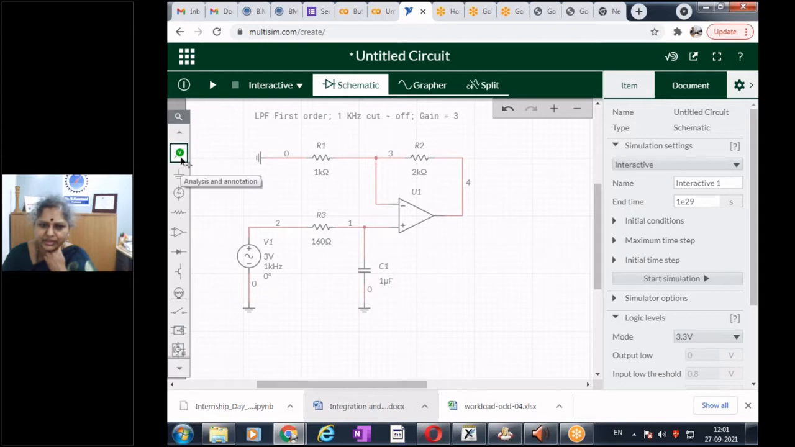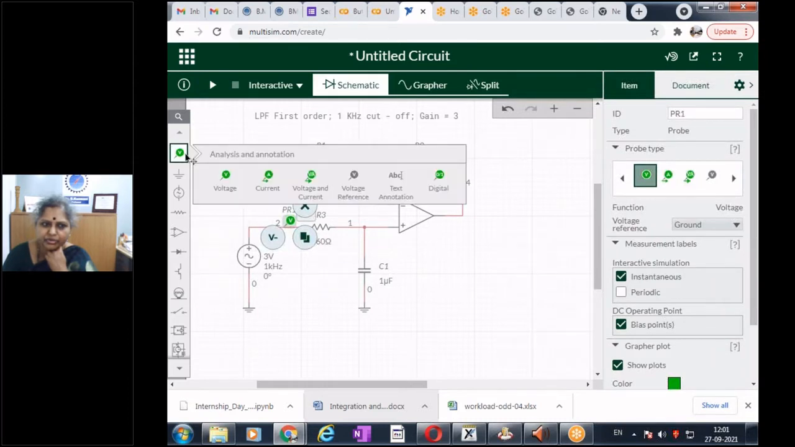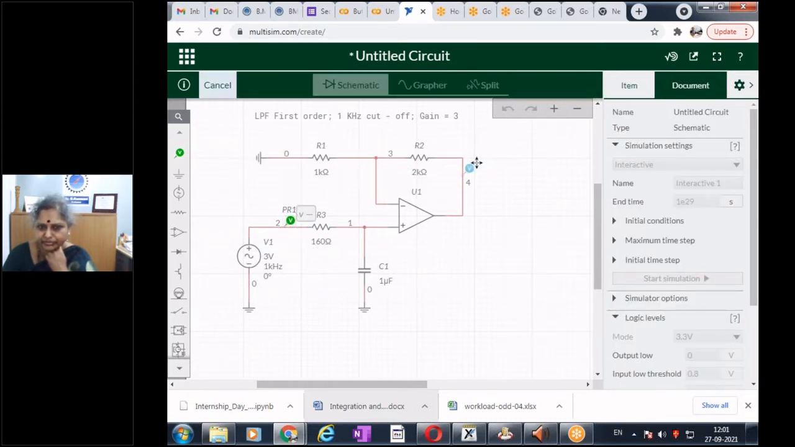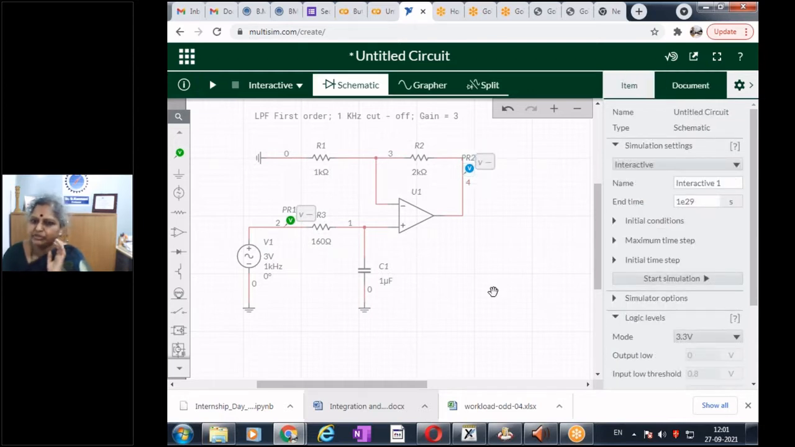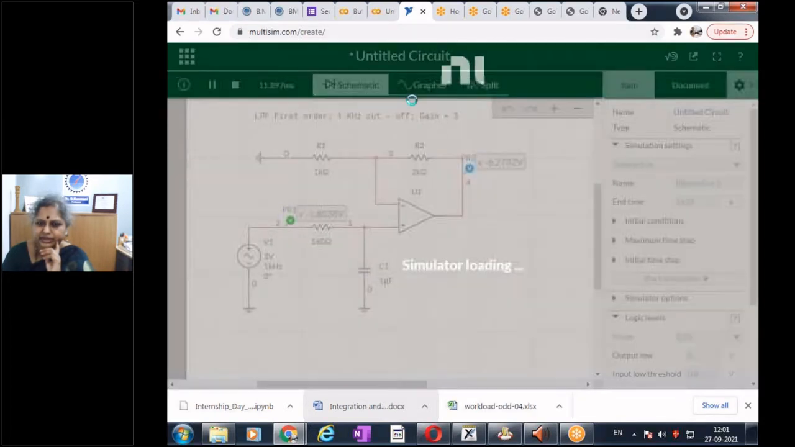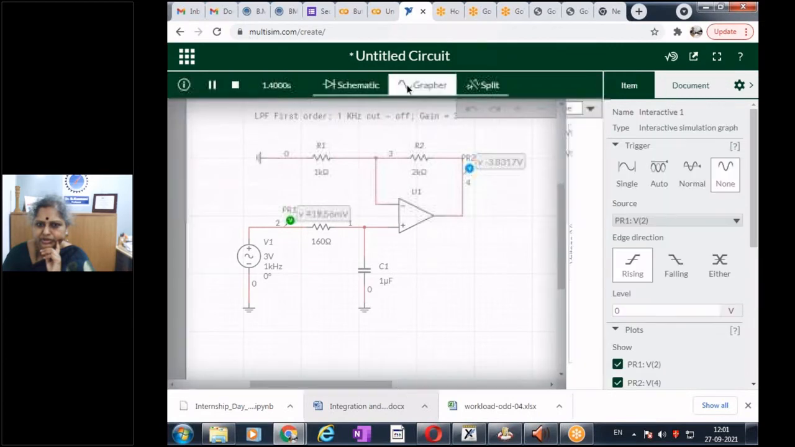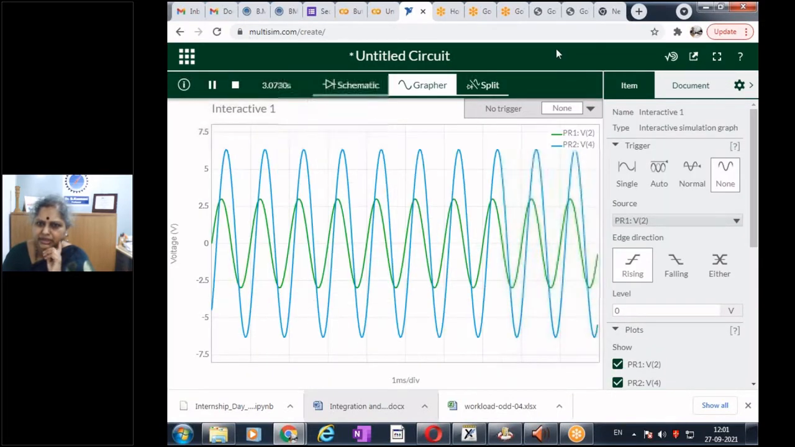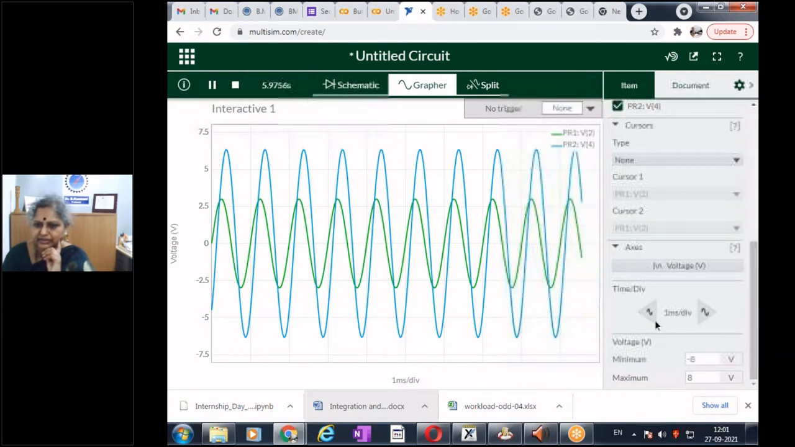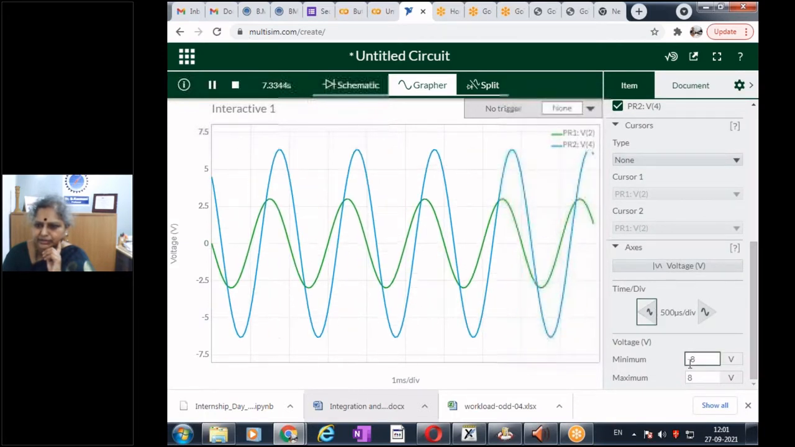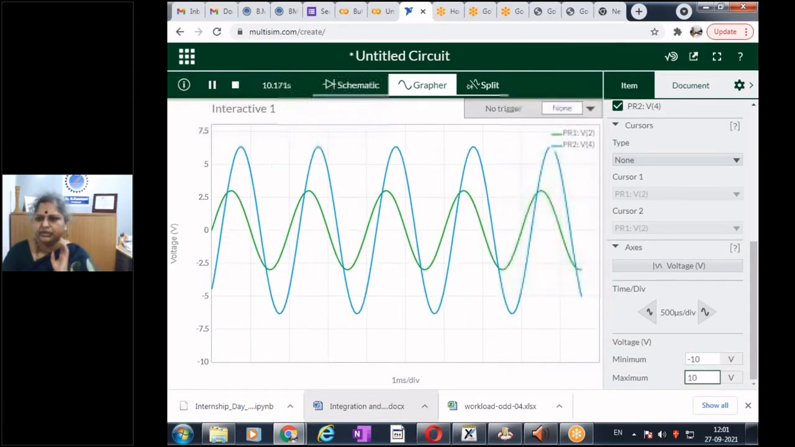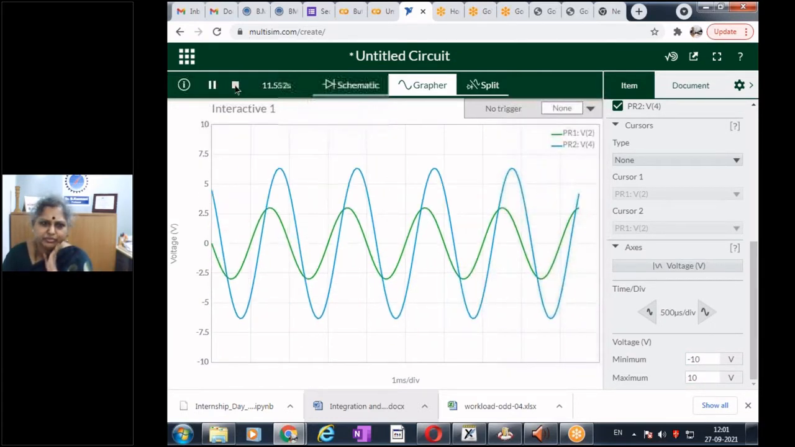So let us see the input. I'll take a probe and put for the input. And I'll take one more probe and put for the output. So I have my input and output. Let's run the circuit. Let's run and let us look at the result. This is my input and output. Let us expand it a bit and let's see the input and output, and let's stop.